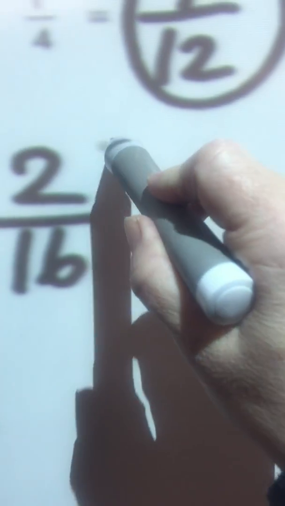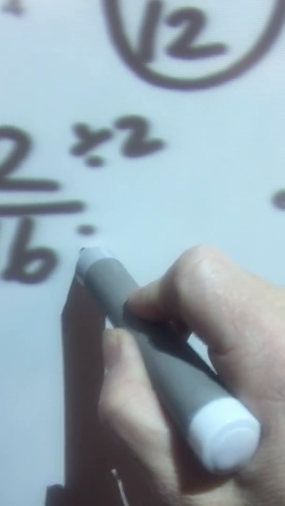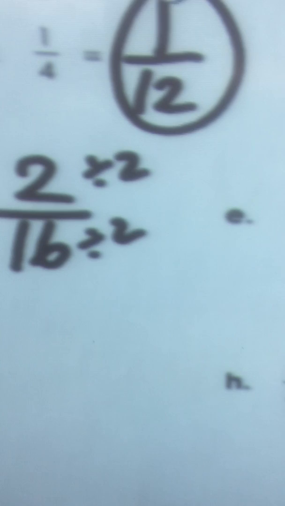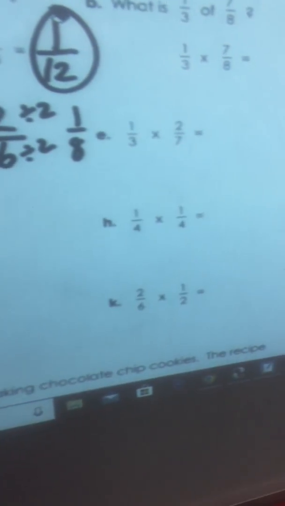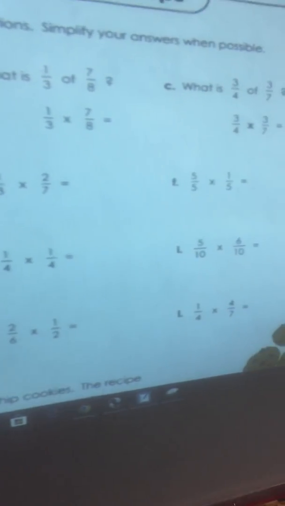Now you could reduce that fraction if you'd like, but you don't have to. You say what number goes into both 2 and 16, and I know 2 goes into both of those numbers. Whatever I divide my numerator by, I have to divide my denominator. 2 divided by 2 is 1, and 16 divided by 2 is 8, so we can call that 2/16 or the same thing as 1/8. So that first page is really pretty simple.